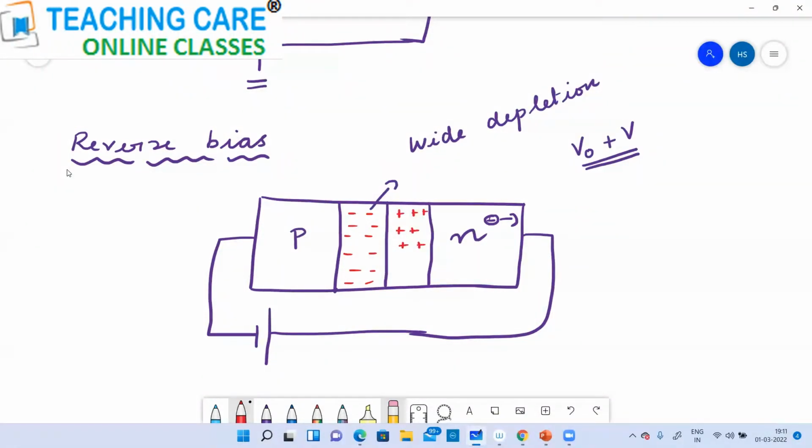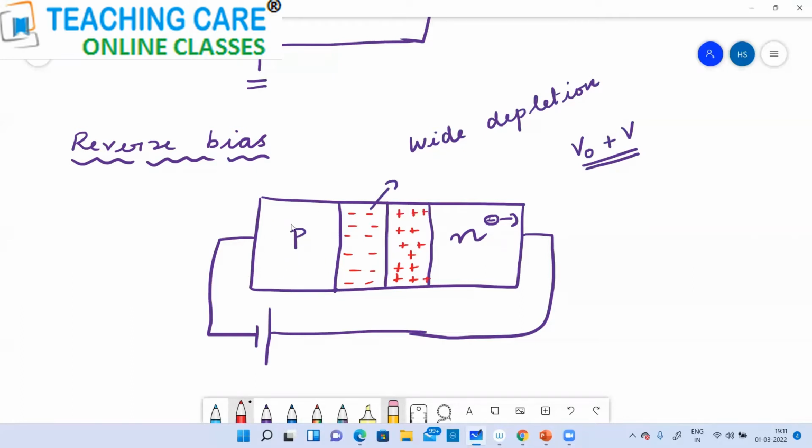Can you explain that leakage current again? Which one, ma? You said that minority carriers are flowing. Minority carriers, which is independent of the applied voltage. So at what voltage? When it is reverse biased, which is the minority carrier here?